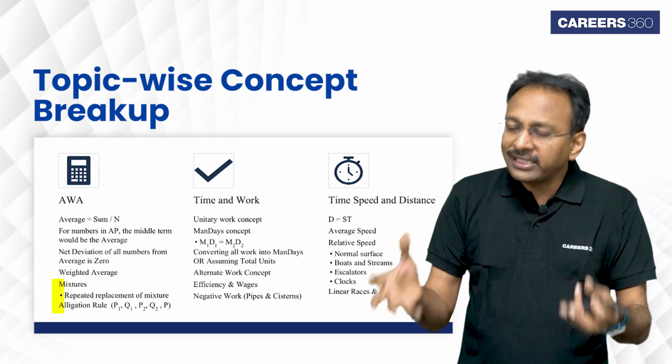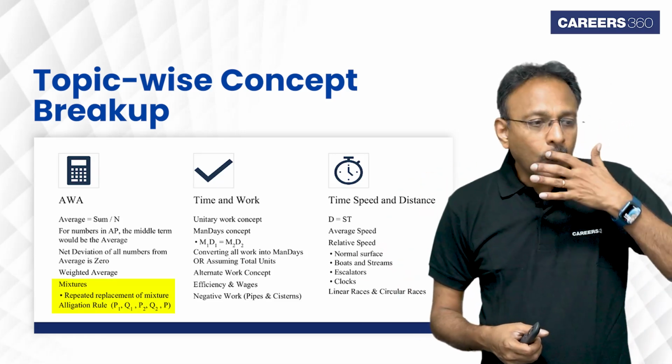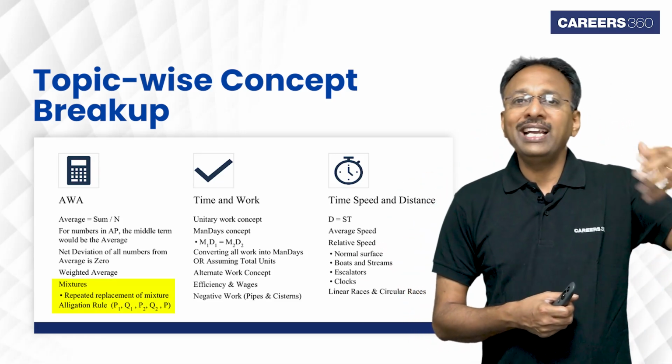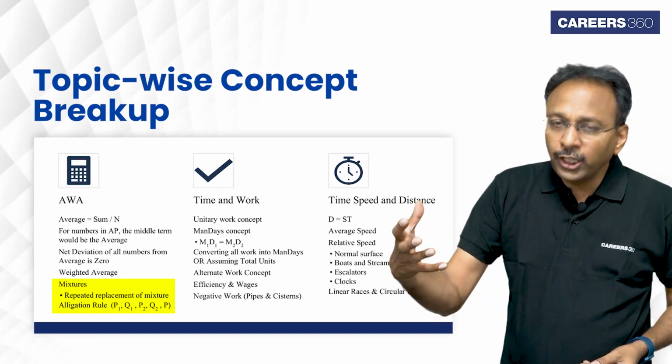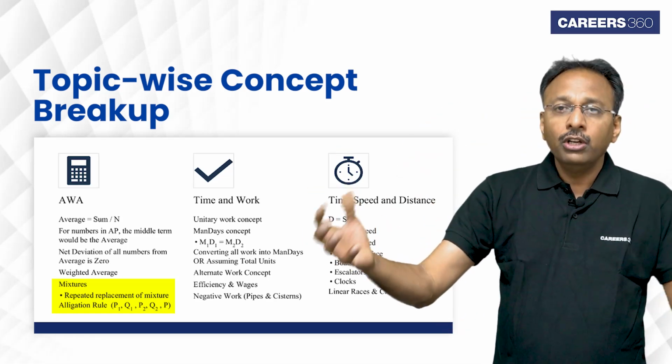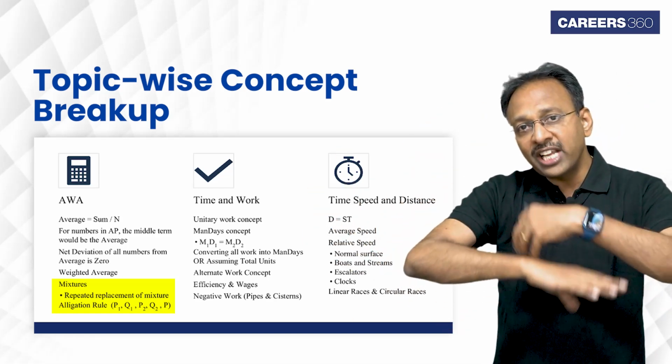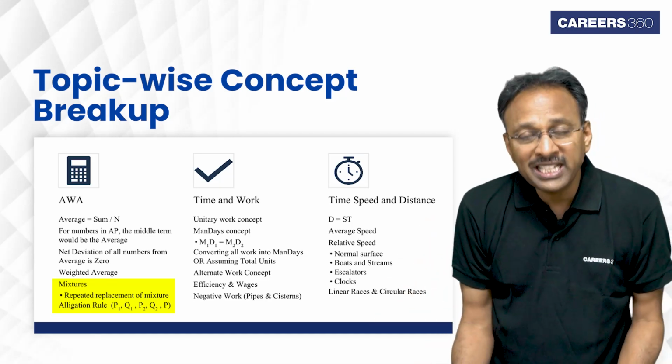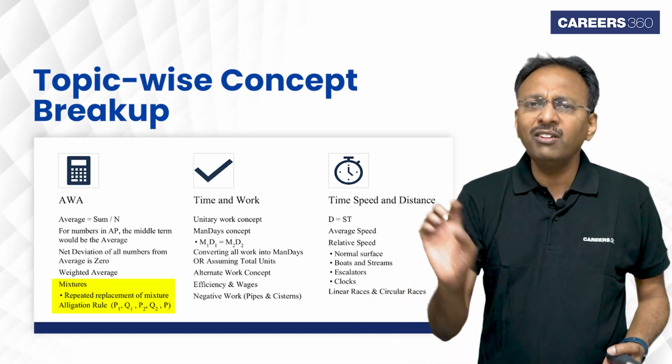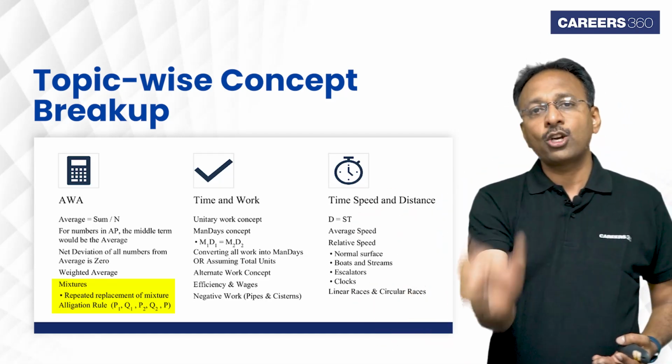If you are mixing 2 quantities, let's say quantity 1 which is of price P1 with quantity 2 with another price P2. If you're mixing it together and you're selling the full quantity, will the price be the same as P1 or P2? No, it will be some other average price called P.